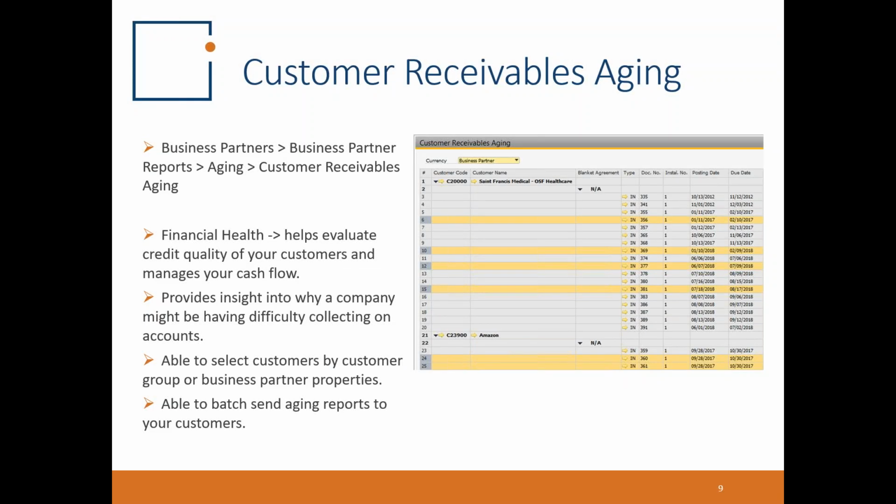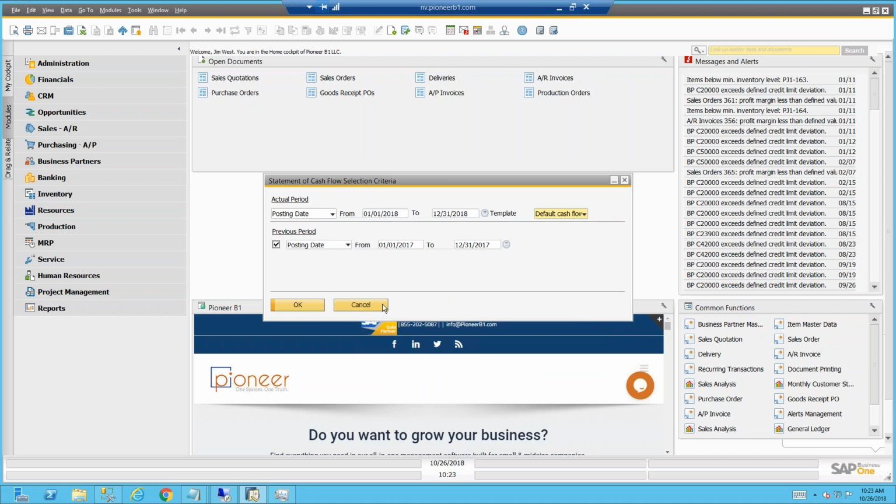The next report is the Receivable Aging report. Thanks, Oren. So this is starting into our business partner reports. This is one of the reports that I really think is pretty valuable. So this customer receivables aging report is basically going to help give you a picture of your financial health when it comes to some of your customers, and help evaluate the credit quality of some of your customers. So for example, maybe you have some customer that's having difficulty paying their invoices. It'll give you some insight into that.